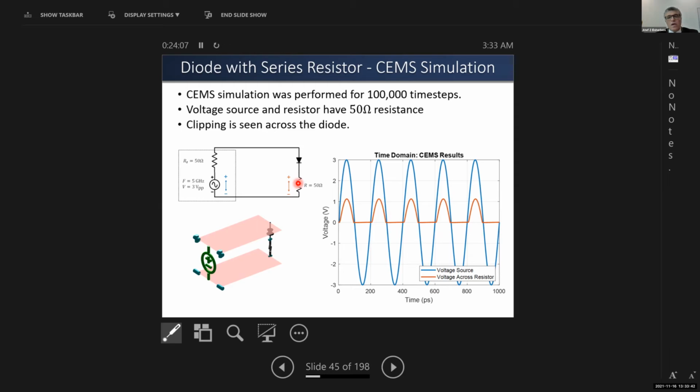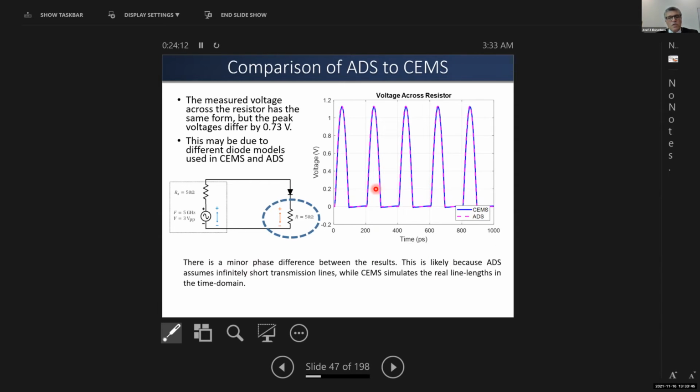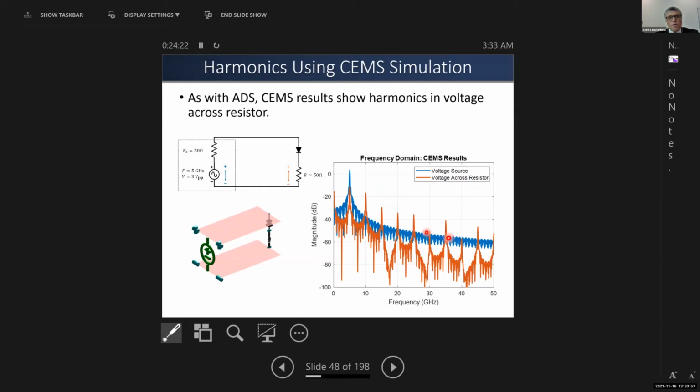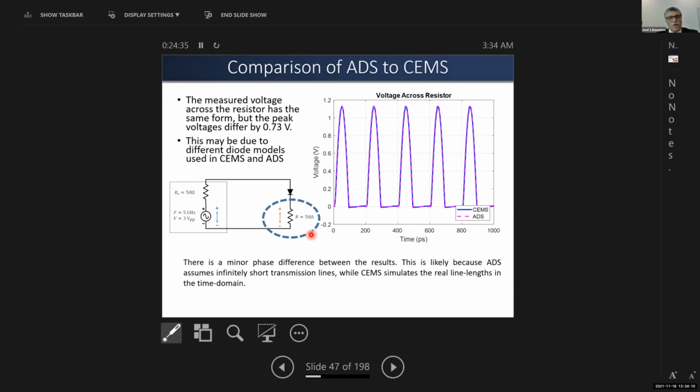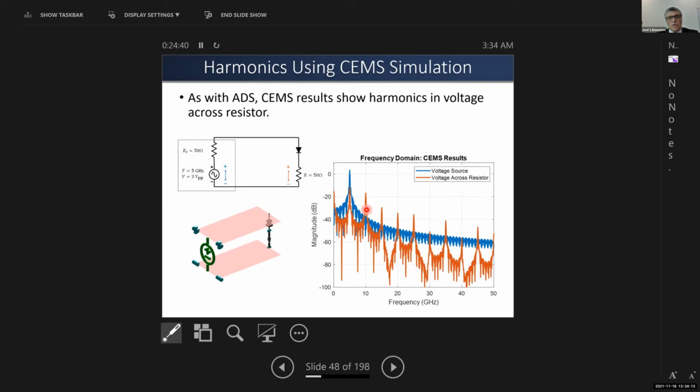This is again a comparison between the signal across the resistor using the finite difference time domain and using ADS. I'm sure all of you know how to use ADS. And then when you convert it from time to frequency, you can see the signal that comes out of the source at 5 gigahertz has only one harmonic, which is at 5 gigahertz. The signal that we capture across the resistor as a function of time, when we take it to the frequency domain, we can see the fundamental frequency at 5 gigahertz, and all other harmonics are also showing up.